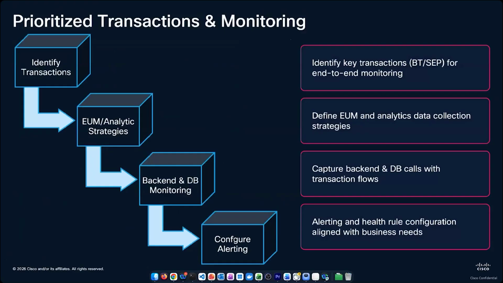That's where we're going to configure alerting and health rules that are directly aligned with the critical transactions that we identified in the first box. That way, we're alerting on things that we know are actionable and tied to business outcomes.